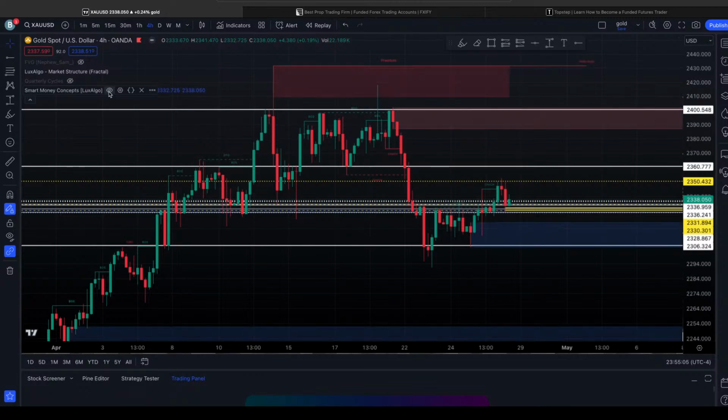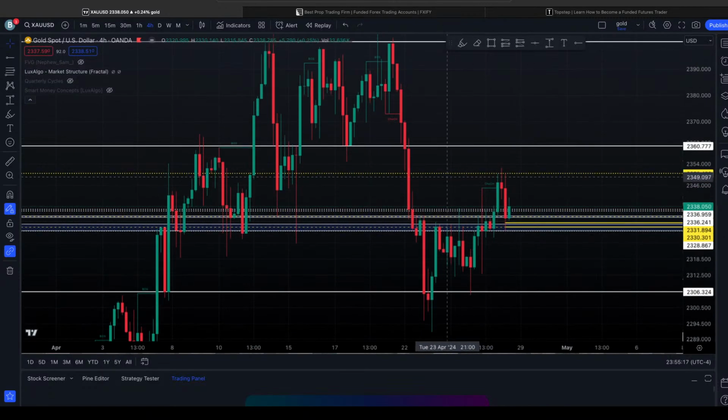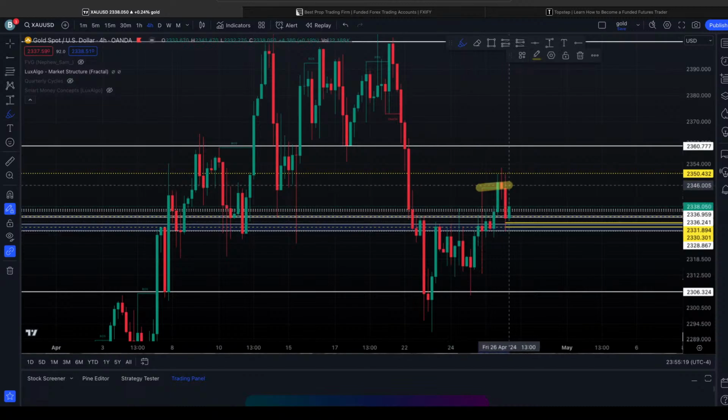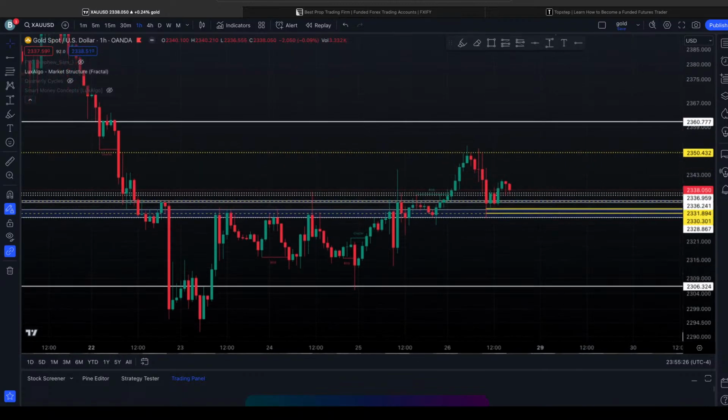I don't really use these indicators that much. I do it once in a while just to give me a quick idea. I like this market structure fractal thing. It shows a change of character and break of structure and stuff like that. I do like that, because I kind of understand those already.